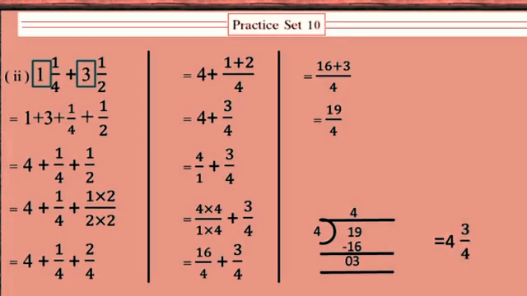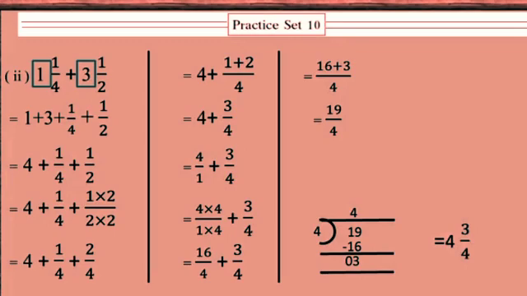Let's see the second question. 1 1 upon 4 plus 3 1 upon 2. See here 1 and 3 are the whole numbers. So let us add 1 plus 3 plus 1 upon 4 plus 1 upon 2. Then 1 plus 3 is equal to 4 plus 1 upon 4 plus 1 upon 2.